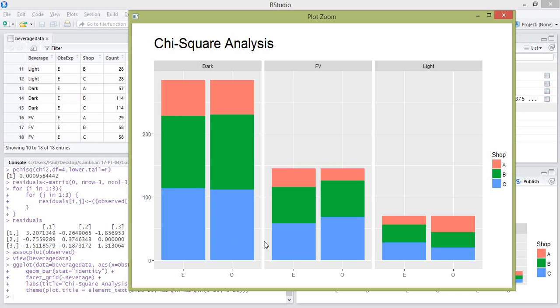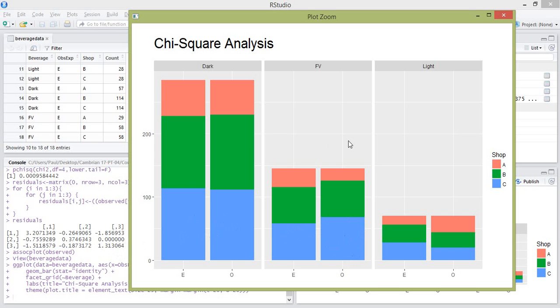And then at shot C, you can see for the light roast there was less of a preference than expected. So you can see that here, right? Shot C, the observed frequency for the light roast is smaller than the expected frequency. And then the dark roast was really not much difference from the observed and expected. And then for the French vanilla, there was a greater preference for the observed than you would expect. So you should have a positive residual for the shot C French vanilla, which is what you see in the last entry of the matrix.